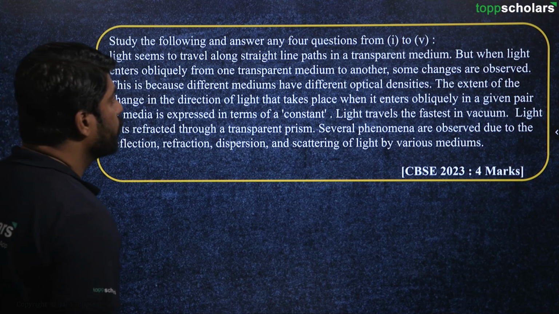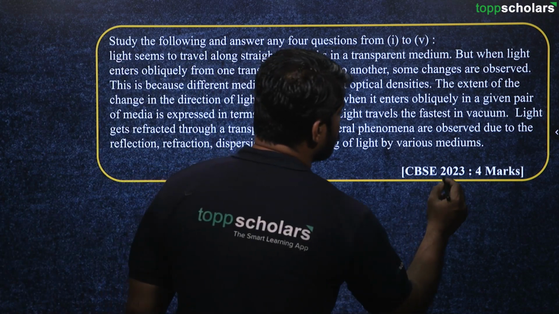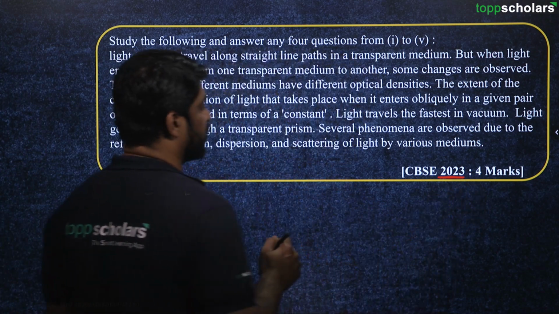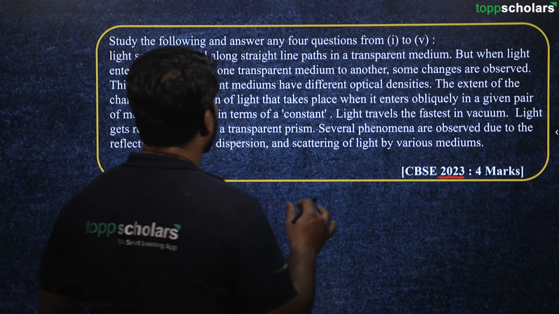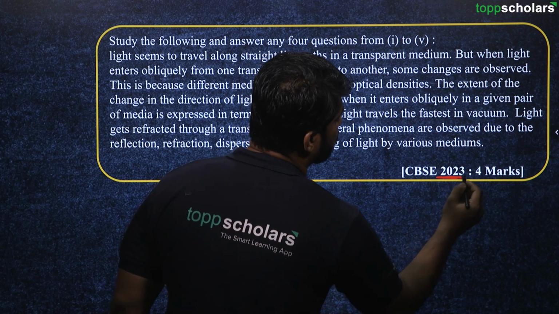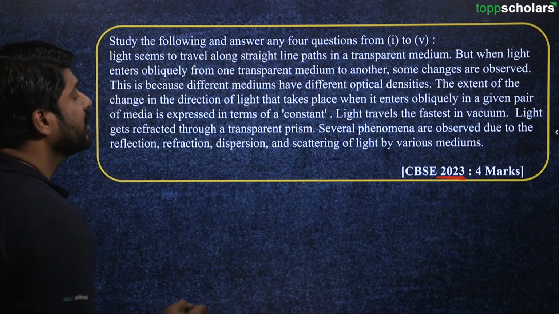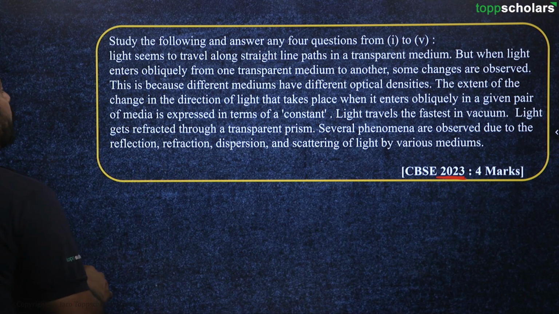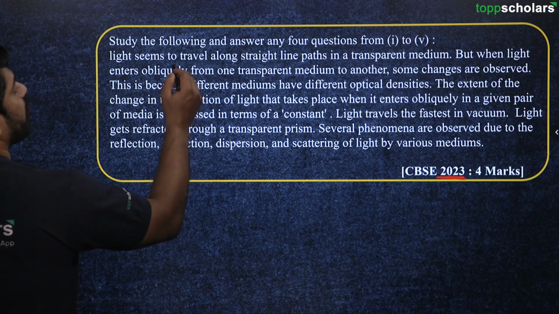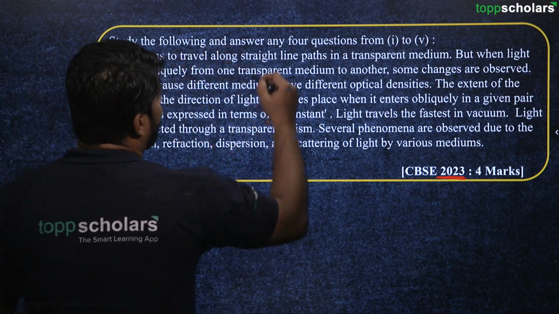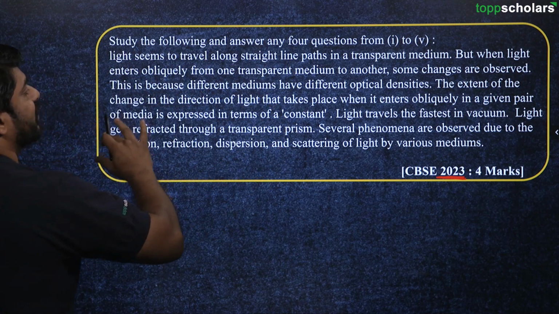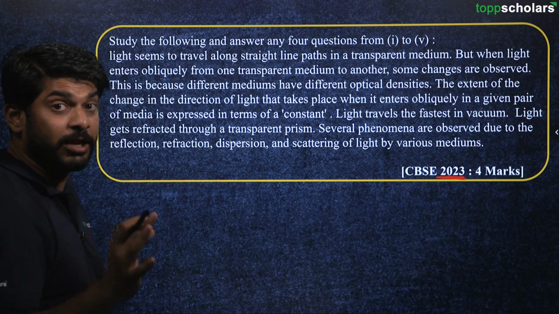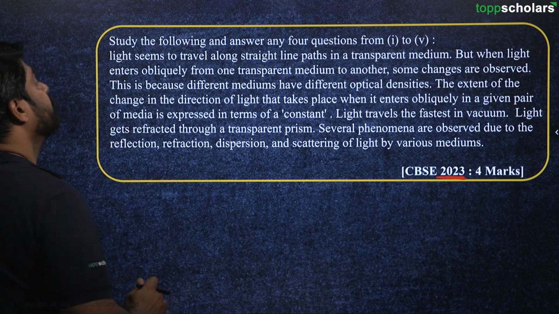Now what we are going to do is we are going to show some solutions for the questions that were asked. This is from the year 2023 for 4 marks. Here as we can see, a paragraph is given. That means some content is given, and we have to read it very carefully and understand it very carefully.